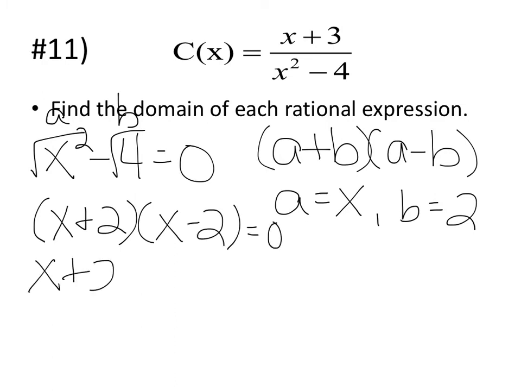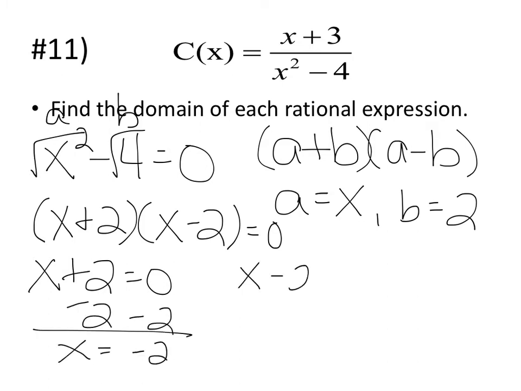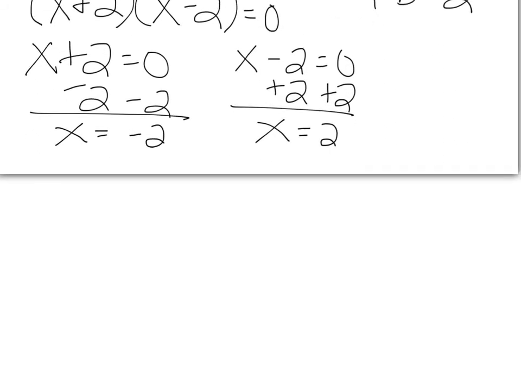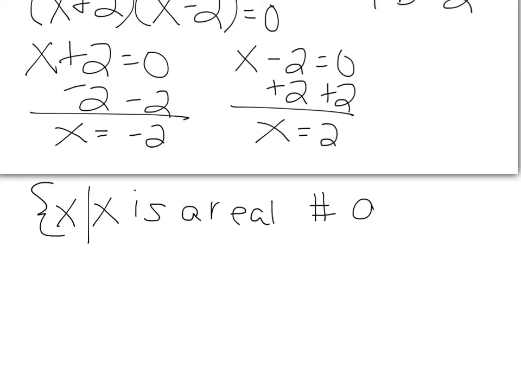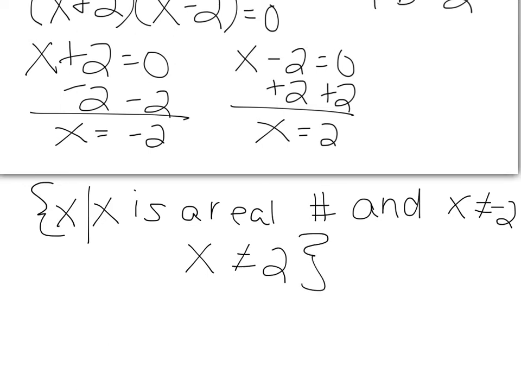So set each one equal to 0. So you get x equals negative 2, and then also x equals 2. So then your solution is going to be x is the set of numbers such that x is a real number and x cannot be negative 2 and x cannot be 2.